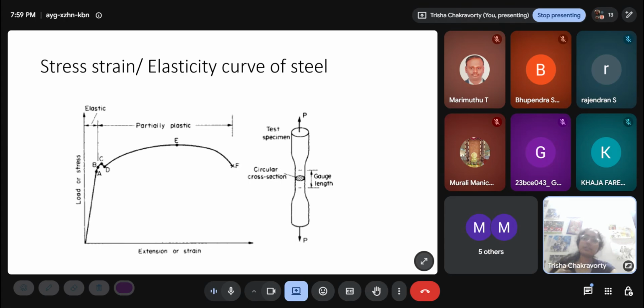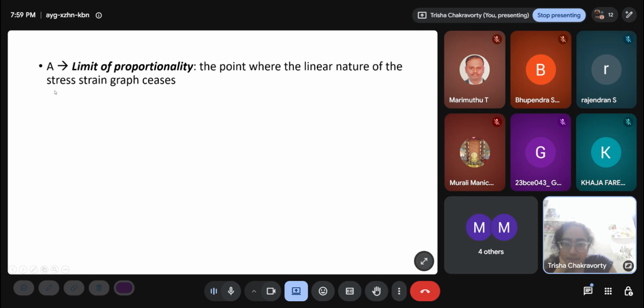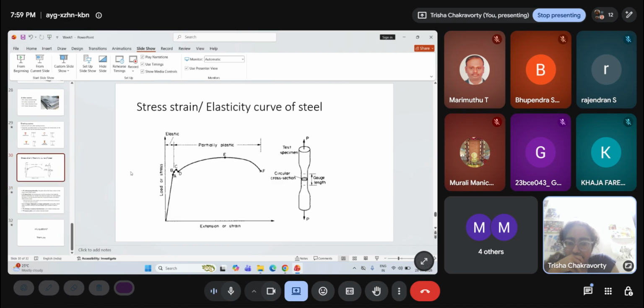Now we come to a very important topic, the stress strain curve or the elasticity curve of steel. It is a very important topic for exams like GATE as well, like MCQ type exams or any exams. You need to know the characterization of the stress strain curve. So the stress strain curve is we plot stress on the y-axis and we plot strain on the x-axis, and it goes something like this. Up to A, it goes in a straight line. So let's see. A is the limit of proportionality, the point where the linear nature of the stress strain curve ceases. Like up to this point, it is a straight line.